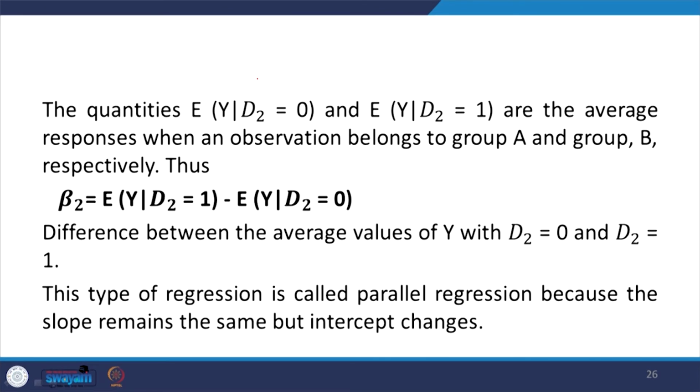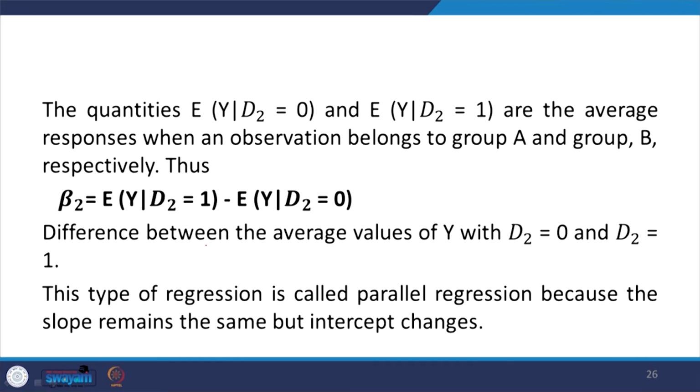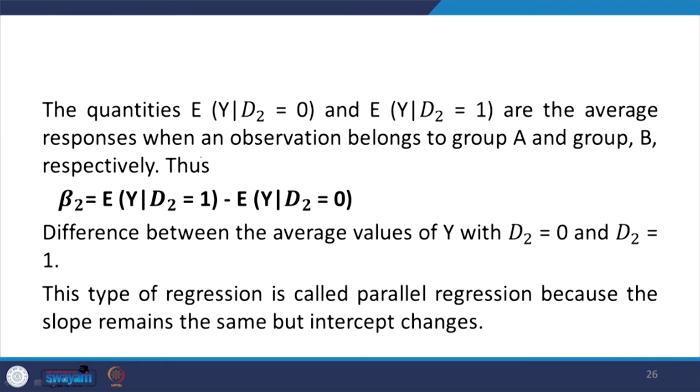Now, how to estimate that beta 2? Basically, how do we get beta 2 in this case, because all the other terms are the same. The expected value of y given d2 equal to 1, minus the expected value of y given d2 equal to 0. Once we subtract these two, we will get the value of beta 2, isn't it? So in our original model, beta 2, the coefficient of the dummy variable, can be estimated very clearly.